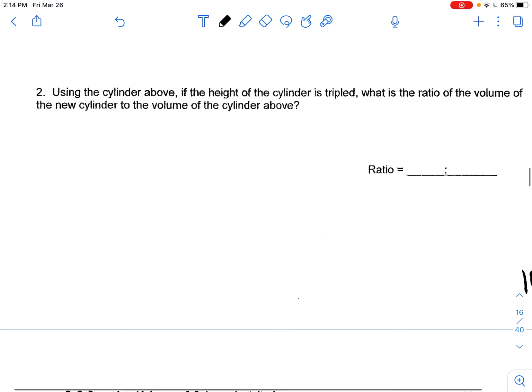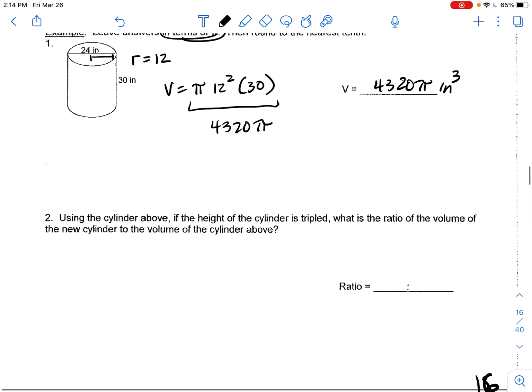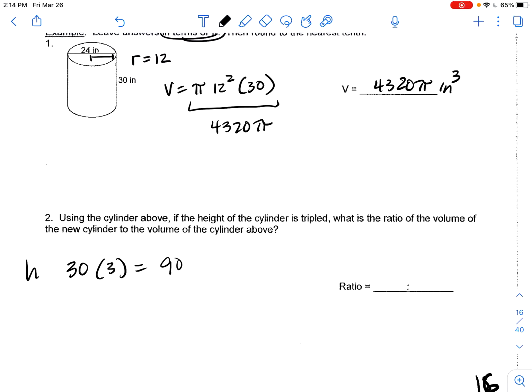All right, one last example. It says using the cylinder above, if the height is tripled. So if my height is 30, and if I triple that, that's going to give me 90. So my height is 90. What is the ratio of the volume of the new cylinder to the volume of the cylinder above? Okay, so we're going to assume that the radius is the same.